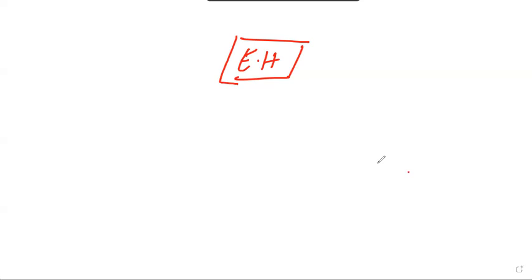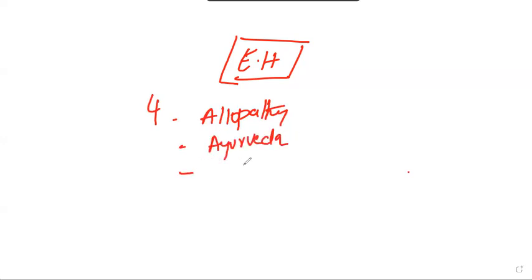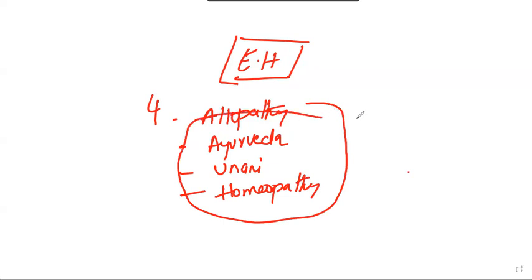Nowadays four systems are popular, as we are all hearing. One is allopathy, another is Ayurveda, and Unani, and homeopathy. So these are the four systems which are recognized by the government of India or the Medical Council of India.